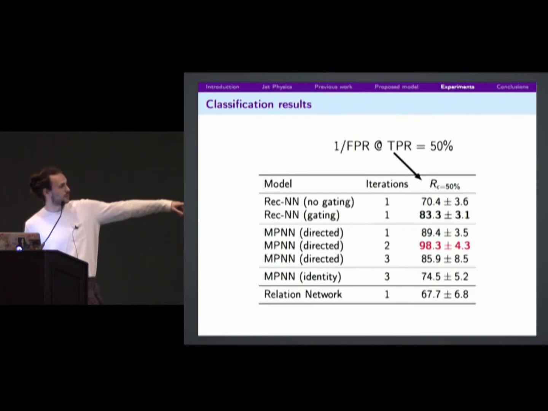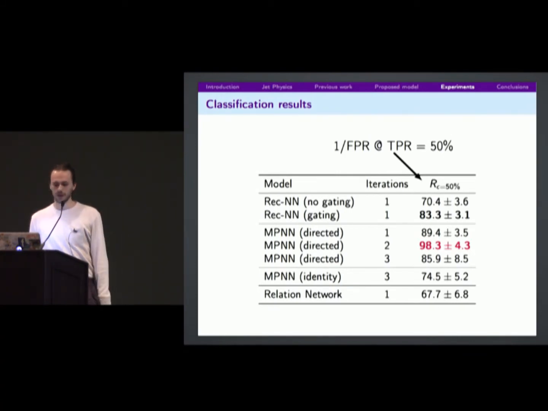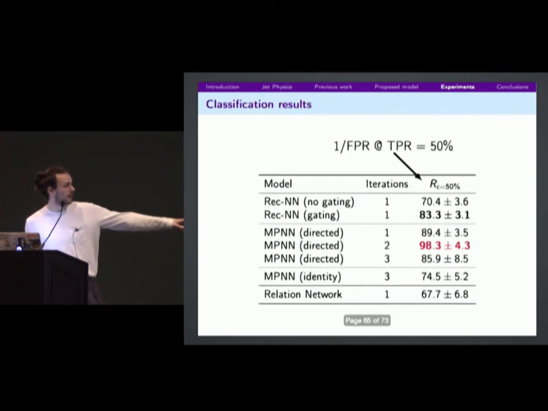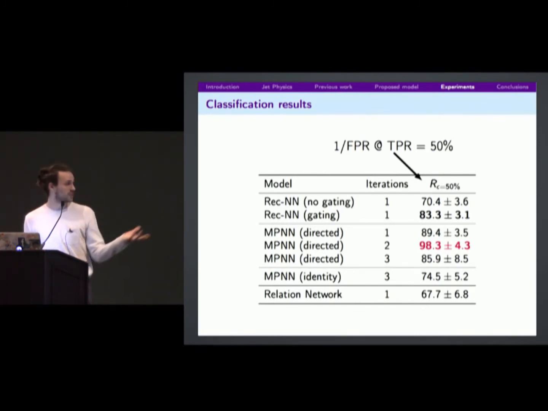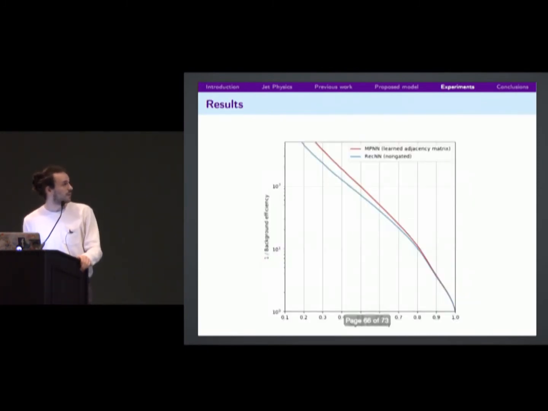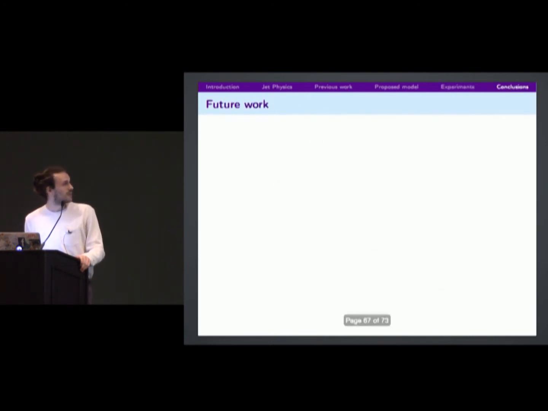And we have these baselines, so we use this identity message passing neural net, which just uses the identity matrix for the message passing, so there's no learning at all. And as you can see, it doesn't perform very well. We also have a relation network, which is kind of like the DeepMind paper, where you just learn the adjacency matrix once, and then you make a prediction based on that. So as you can see, we're getting some pretty good results. Here's just a ROC curve. It's not particularly informative, so I'll skip over it.